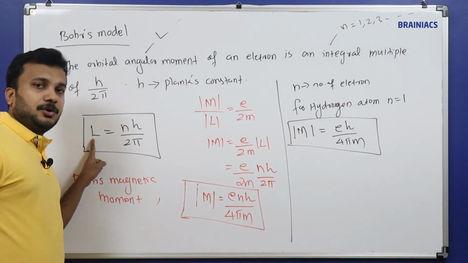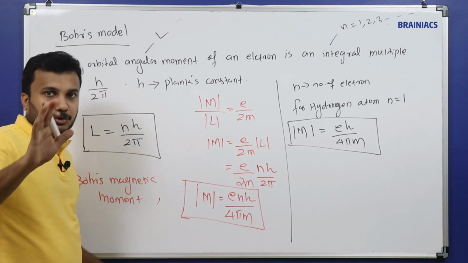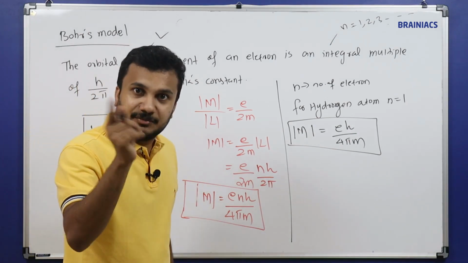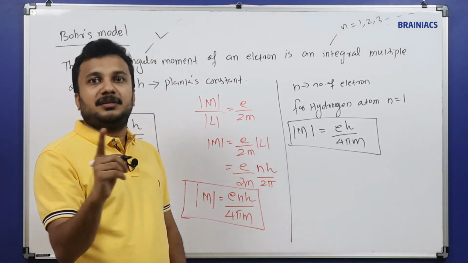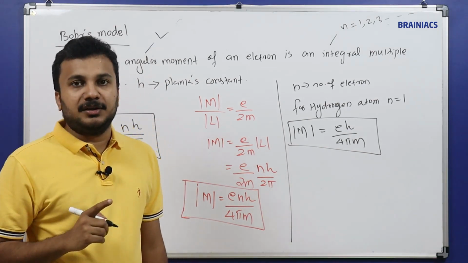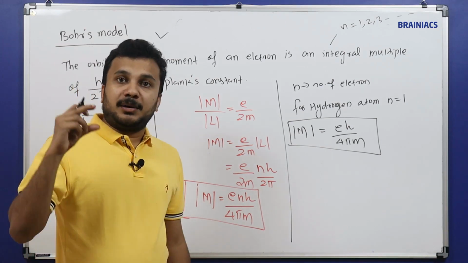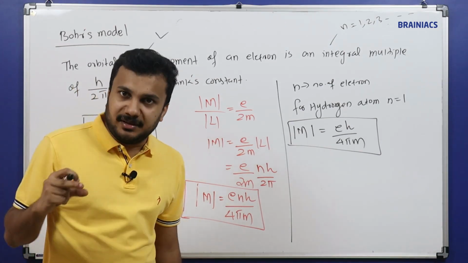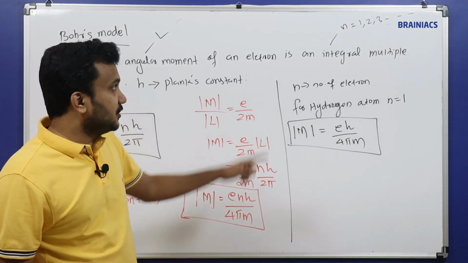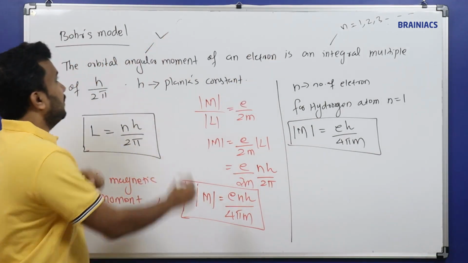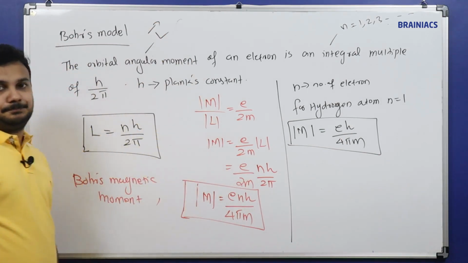If you take 0, the orbital angular momentum will be equal to 0. No, it's not like that. Electrons are always revolving, not in a static position. Whenever an angular momentum exists, velocity should be there. If it is 0, angular momentum is equal to 0, which is not possible. So it is 1, 2, 3, and this is called L, specifically vector L.